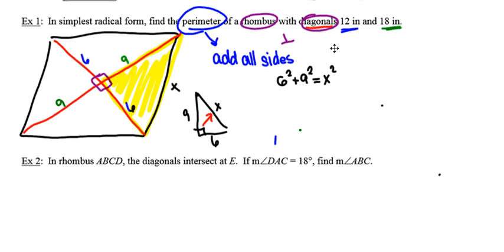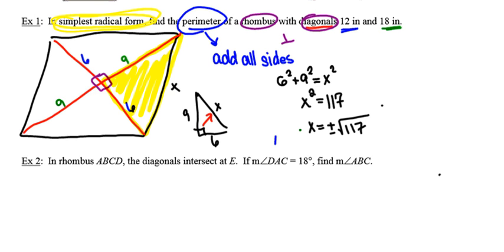And now I'm simply going to grab my calculator, and into my calculator I'm going to type 6 squared plus 9 squared, so 117. So when I take the square root of both sides, I find that x, the length of one side of my rhombus, is equal to the square root of 117. And now I have to express that in simplest radical form. The directions told me so.